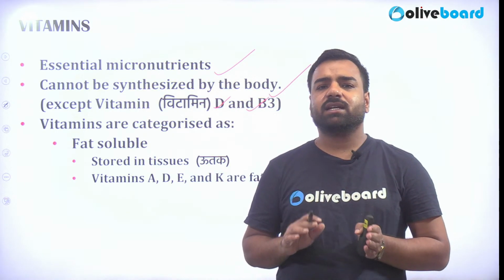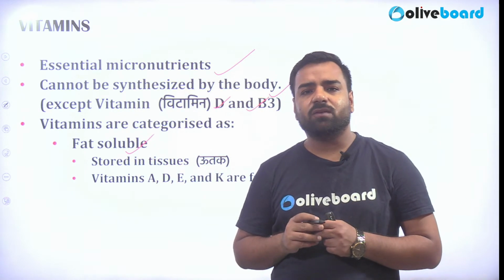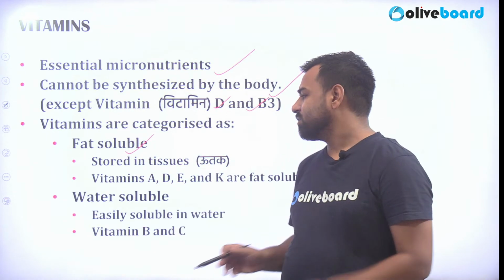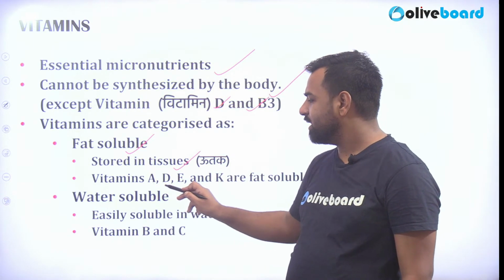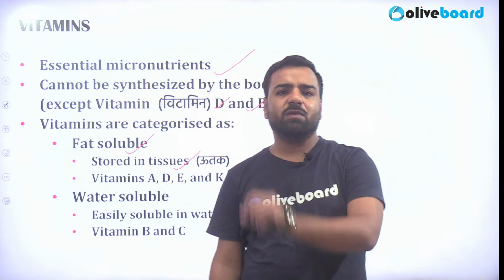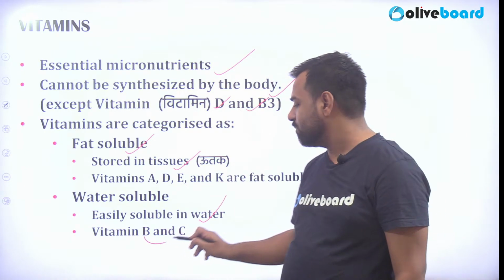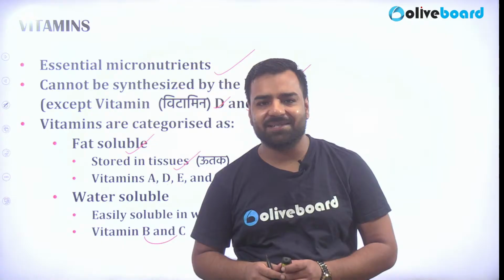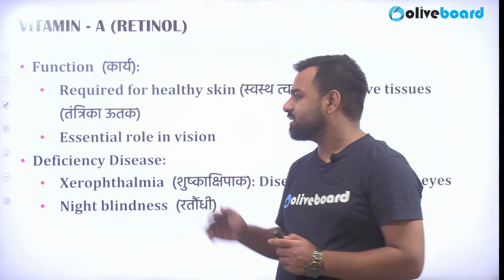So vitamins are categorized into two parts. One is fat soluble and another one is water soluble. So fat soluble are the ones which are stored in the tissues and they are A, D, E and K. What about water soluble? So water soluble vitamins are the ones which are easily soluble in water, and here it includes vitamin B and C. Fine? Okay. So proceeding further, one by one we'll discuss all the vitamins.